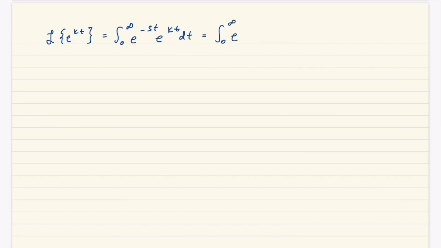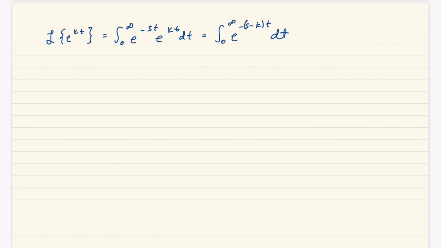In this one, we're just going to take our integrand and write it as a single term. So we get e to the negative st plus kt, so e to the negative s quantity minus k, t dt. Because when you distribute, you get minus st and then plus kt, right?